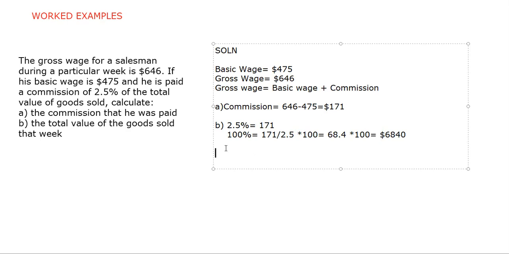Now, if we want to see if we are correct, we work out 2.5% of that. 2.5 divided by 100 multiplied by 6840, which is 171. So we know that we are correct. 2.5% of whatever goods he sold is equal to his commission money, which we got back. So this was just to prove that we did it correctly.